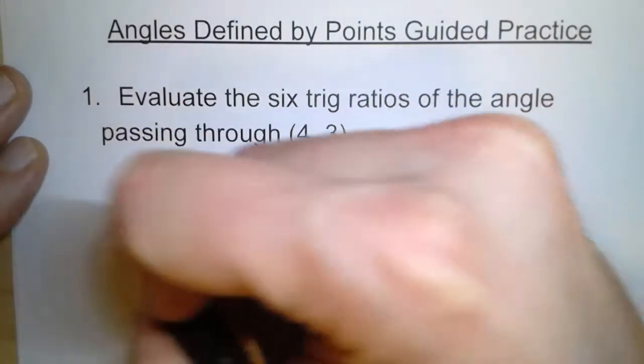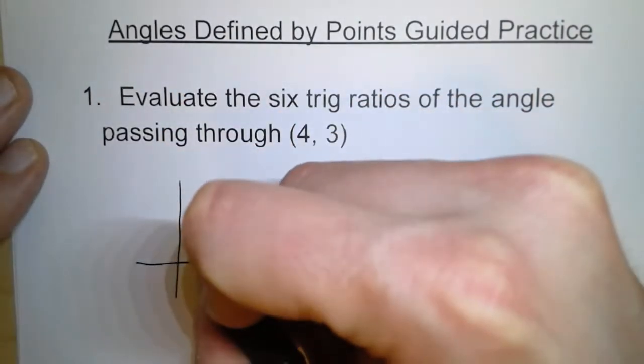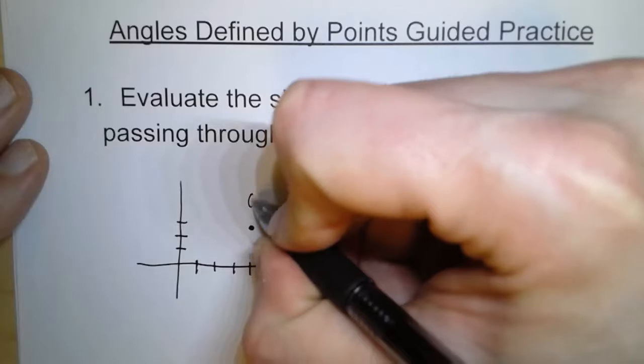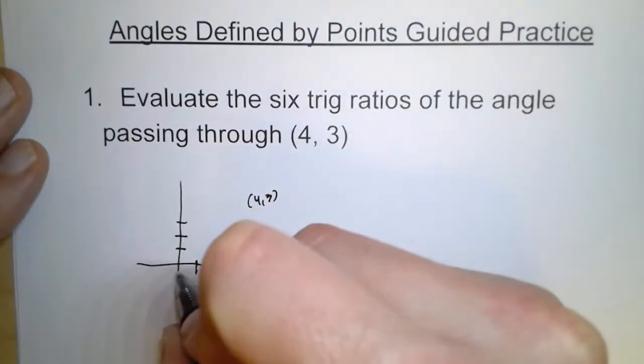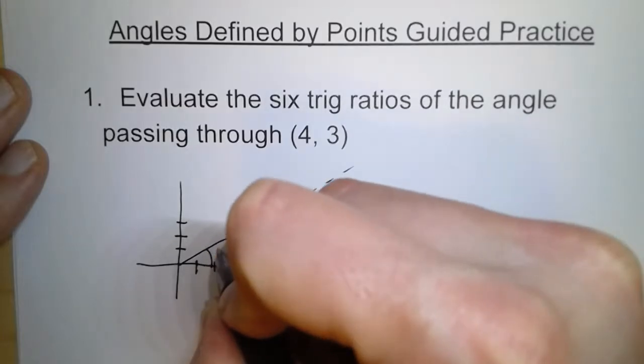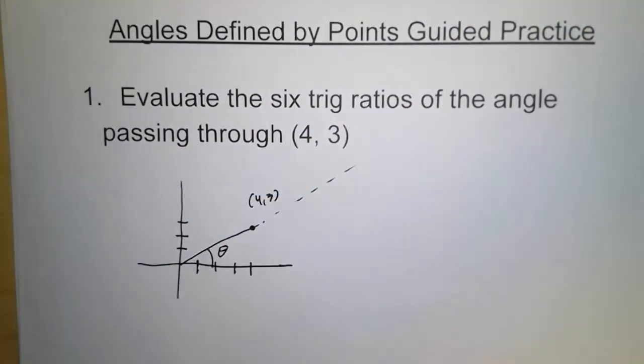Well, let's get a picture going. So here's our point, (4, 3). And so we have this angle, and this is our angle theta. We don't know what it is.